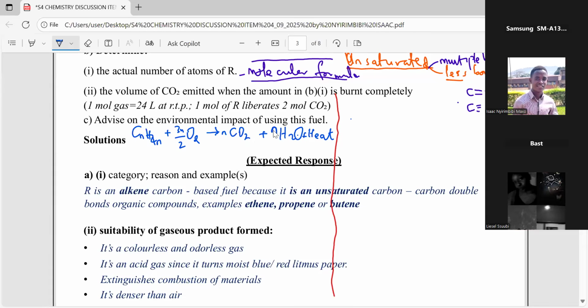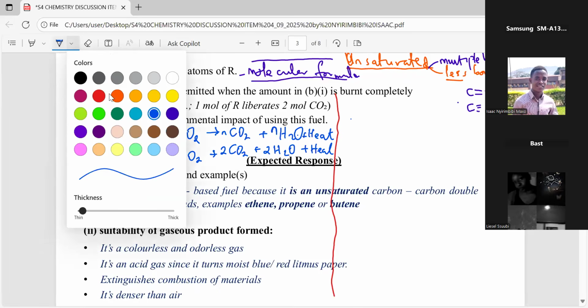Is that balanced? So it becomes C2H4 plus 3O2, giving you 2CO2 plus 2H2O. When you substitute here 2, you get 3. So this is 2 carbon dioxide and 2 H2O plus heat.